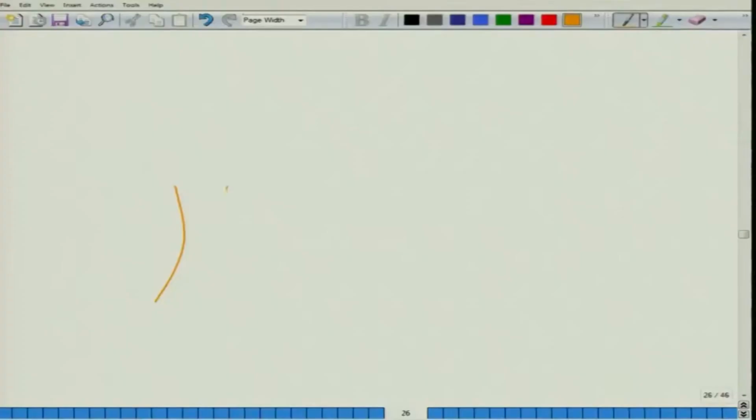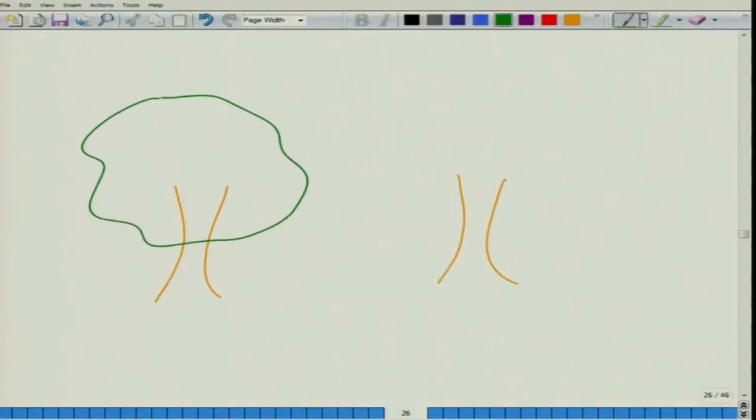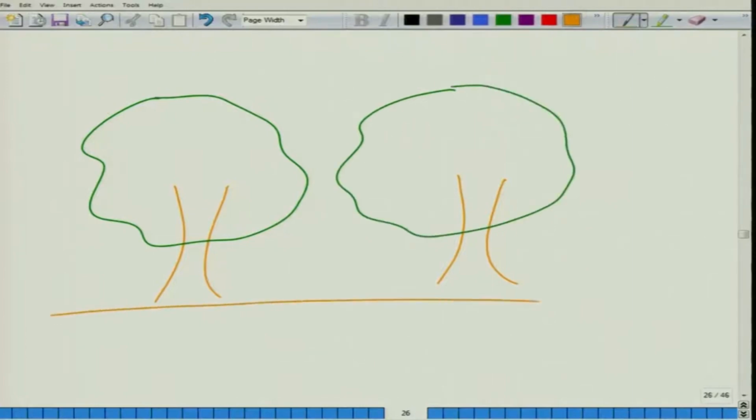To show it on a diagram, suppose we have two trees like this, and the sun is directly overhead and we consider all the light rays to be parallel. A light ray from here will go to the ground, a light ray here will go to the ground, but a light ray that is coming on these sides will be blocked.